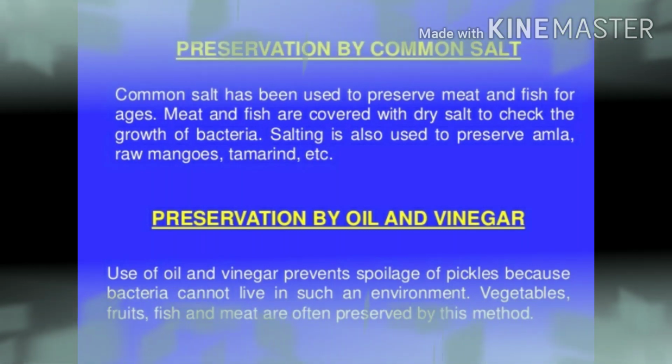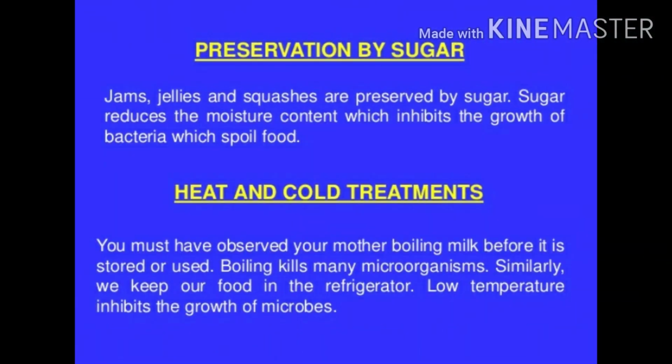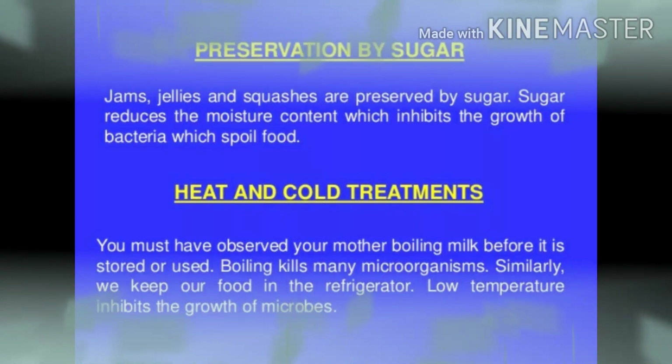Vegetables, fruits, fish and meat are often preserved by this method, and this common salt, oil and vinegar is easily available and we can preserve our food and prevent decomposition by microbial growth. Next we will see preservation by sugar. Jams, jellies, and squashes are preserved by sugar.